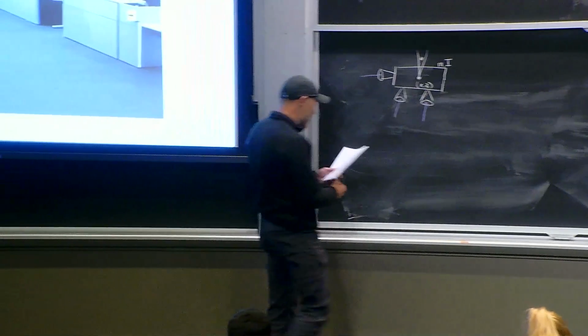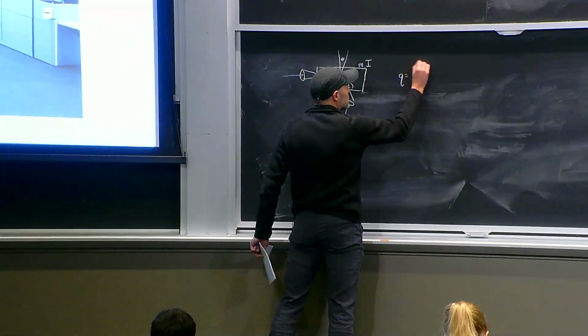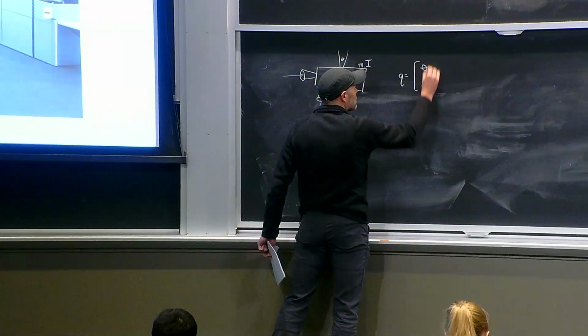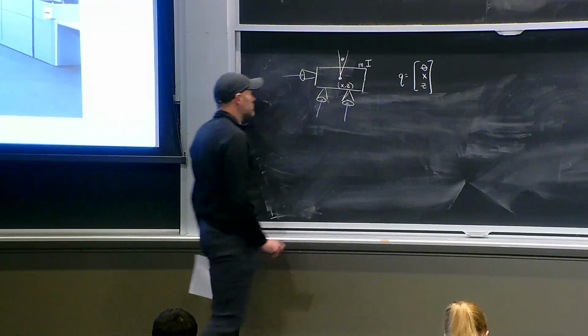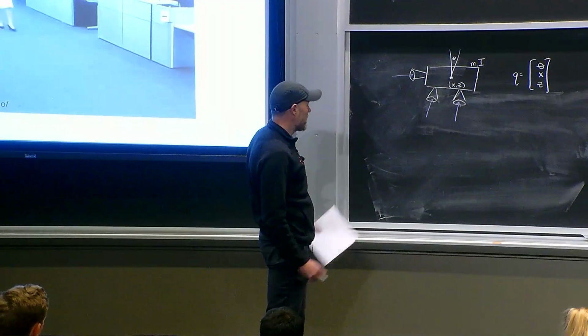And I'll say there's an angle theta, okay? And the thrusters are applying some force to move this thing around, okay? We're going to identify the configuration of this thing. I'll put theta first for reasons that will become clear later. Okay, I'm going to write q is just theta, x, and z.